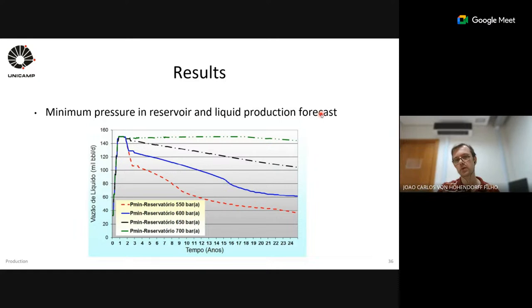And we can verify different curves in terms of liquid production forecasts, depending on the pressure I am operating this reservoir. Okay. What is interesting in this case is, remember, to maintain this kind of pressure and maintain a high liquid rate, it demands a high water injection. That is an interesting point to think about. Okay, I will show some other results about it. But it's one idea of how the integrated evaluation can bring us this kind of result.